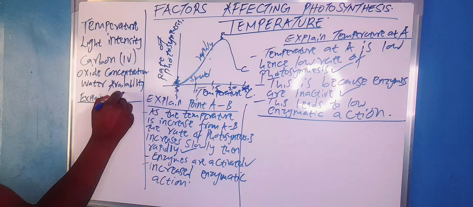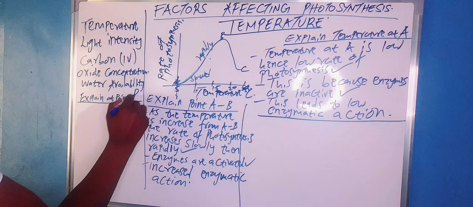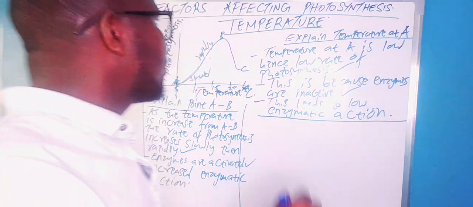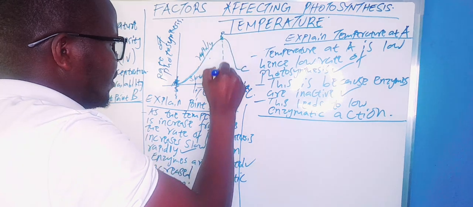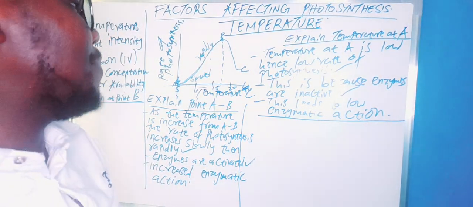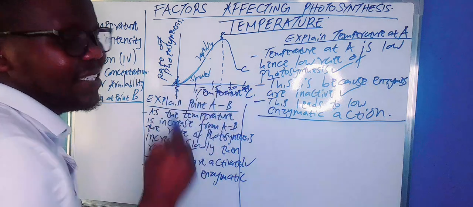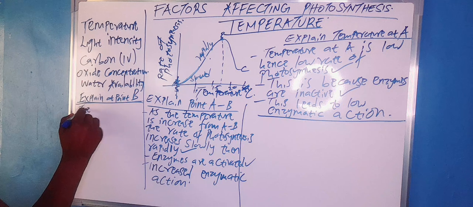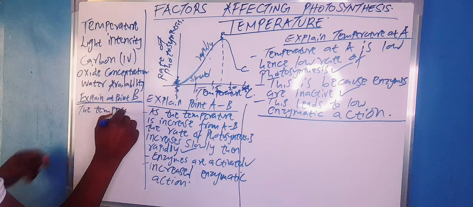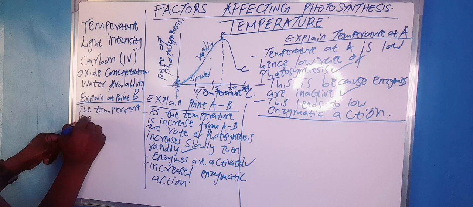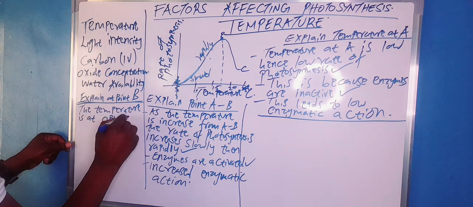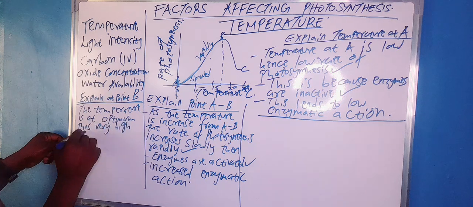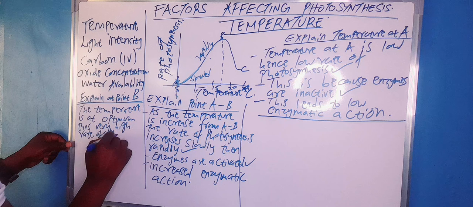Let's explain at point B. You can check point B. This one is the point, and you can check that it is our optimum temperature. When you speak about this temperature, it's around 17 degrees Celsius. So at point B, the temperature is at optimum. Thus, very high rate of photosynthesis.